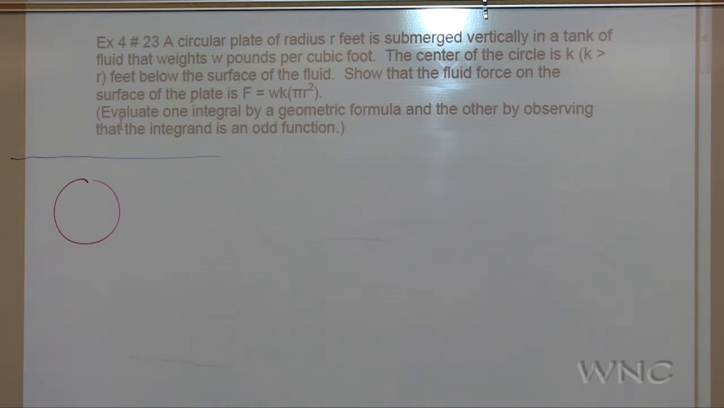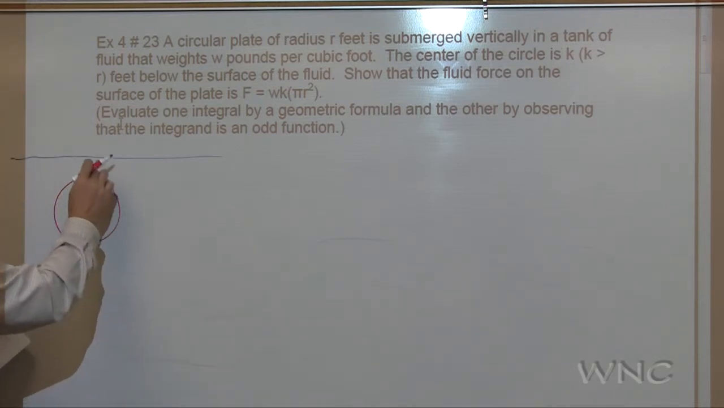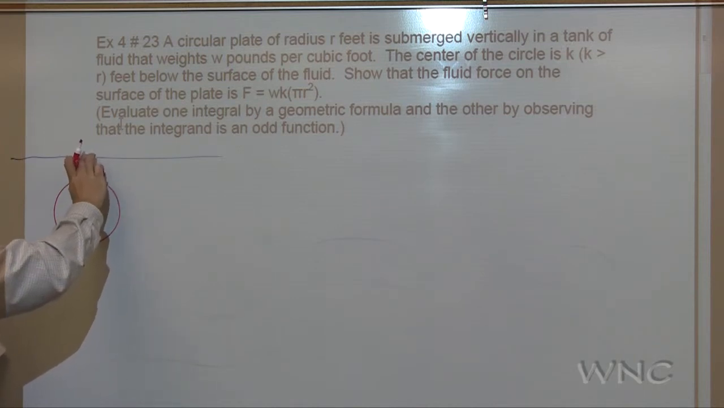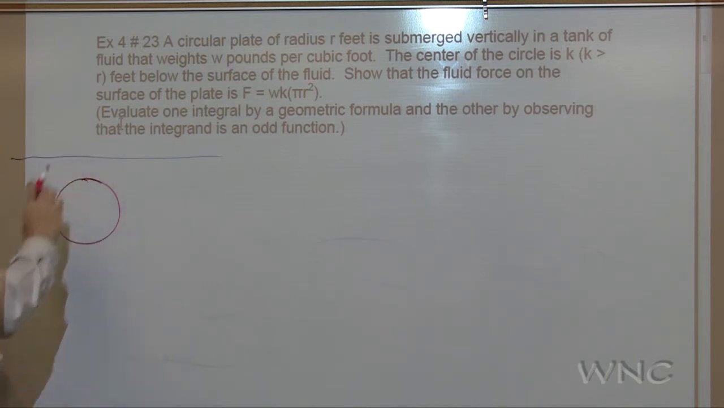The center of this circle is K, where K is greater than r, feet below the surface. So this is definitely below the surface. There's some distance between the top of the circle and the surface. Show that the fluid force on the surface of the plate is F equals WK pi r squared. So evaluate one integral by a geometric formula and the other by observing that the integrand is an odd function.